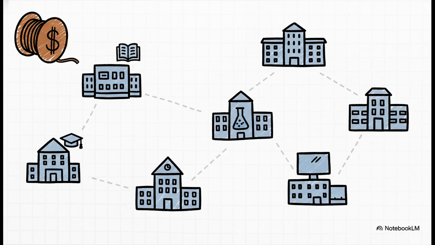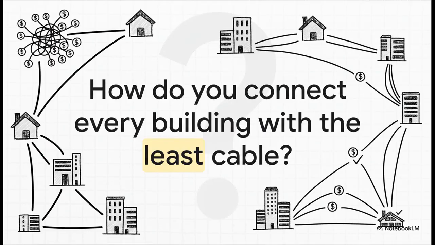Okay, so let's set the scene. Imagine you're in charge of wiring up our entire campus. You've got the main building over here, the library way over there, the dorms, the labs, they're all spread out. And your job? Connect every single one of them with high-speed fiber optic cable. Now, as you can imagine, that stuff is not cheap, and the cost to run a cable between any two buildings is totally different. So that leads us to the big question, right?